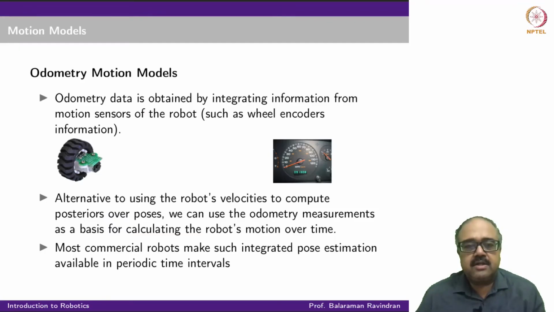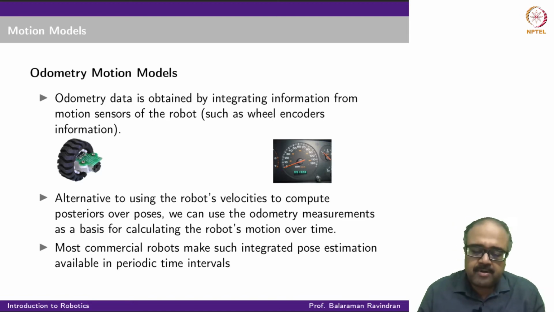So in the last lecture, we looked at the velocity motion model, and so today we are going to look at the odometry motion model. So the odometry information is essentially information on how much the robot has moved, how much the position of the robot has changed, and the odometry data is typically obtained from looking at motion sensors that are there on the bot.